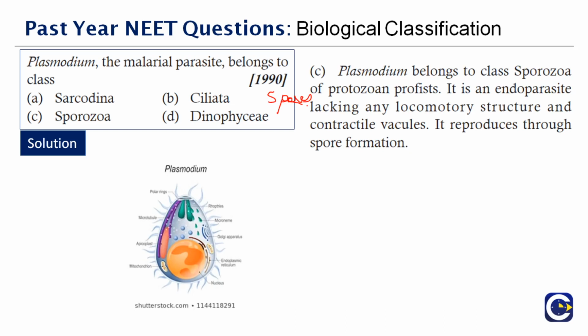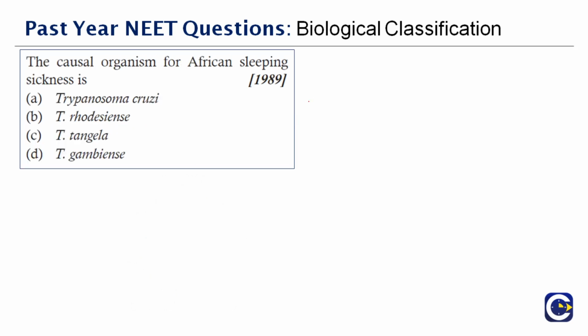Okay, now you have a picture which shows the Plasmodium structure there, where you have the presence of polar rings, flagella, and other cilia over it. Apart from that, you have other parts which help in the survival of the protozoan. Next question here.